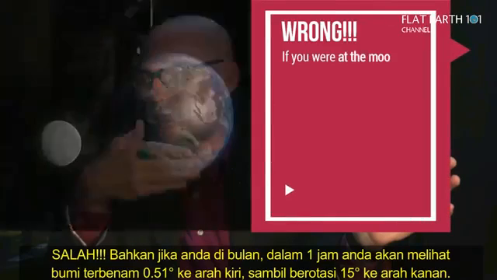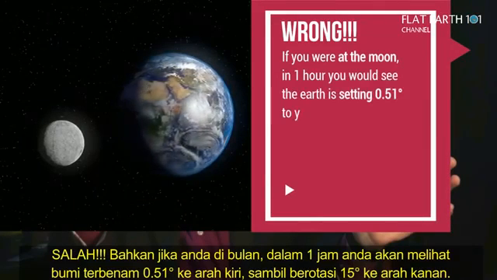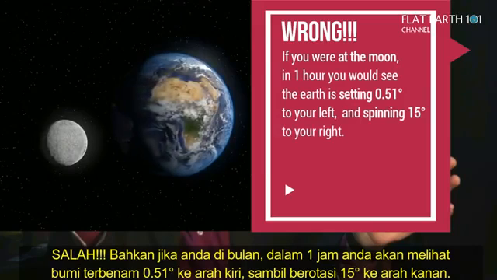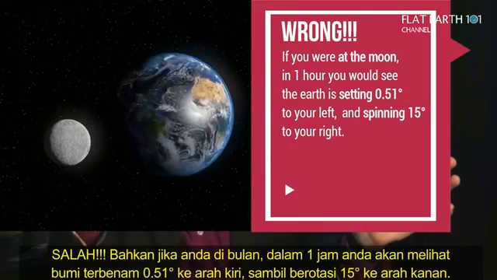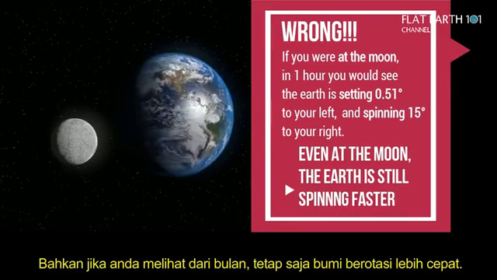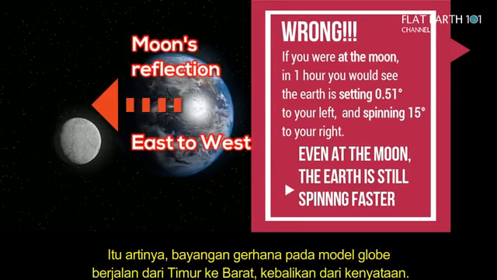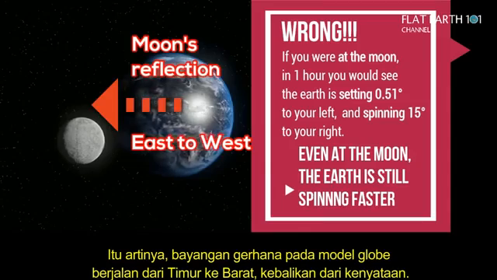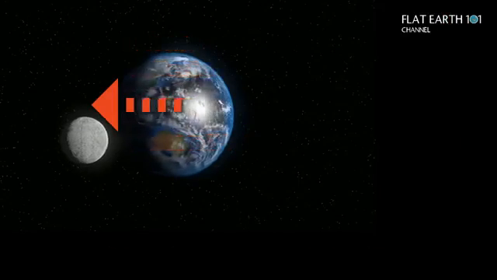Even if you're at the Moon, in 1 hour, you would see the Earth is setting 0.51 degree to your left, while it's rotating 15 degrees to your right. Even if you're looking from the Moon, the Earth's rotation is still faster. That means the eclipse shadow in the globe model goes from east to west, the opposite of reality.